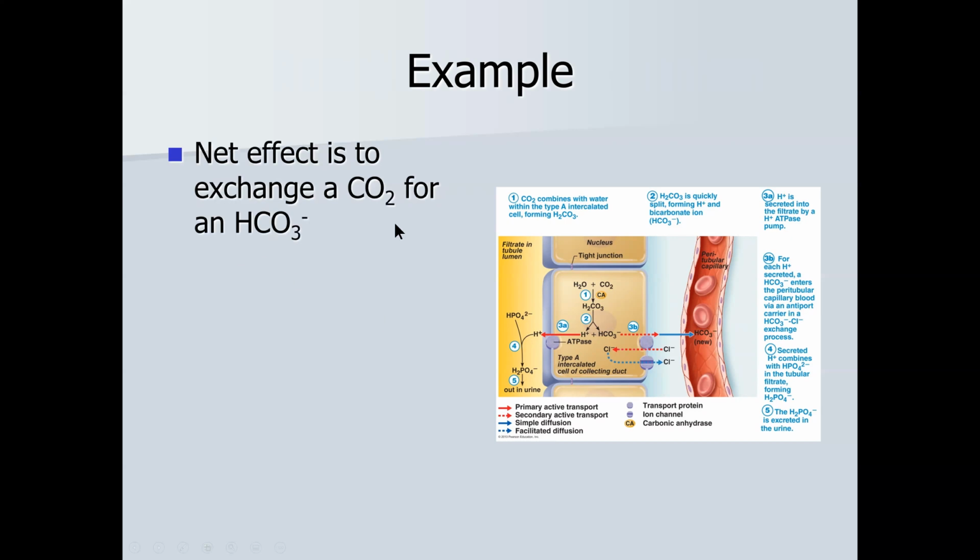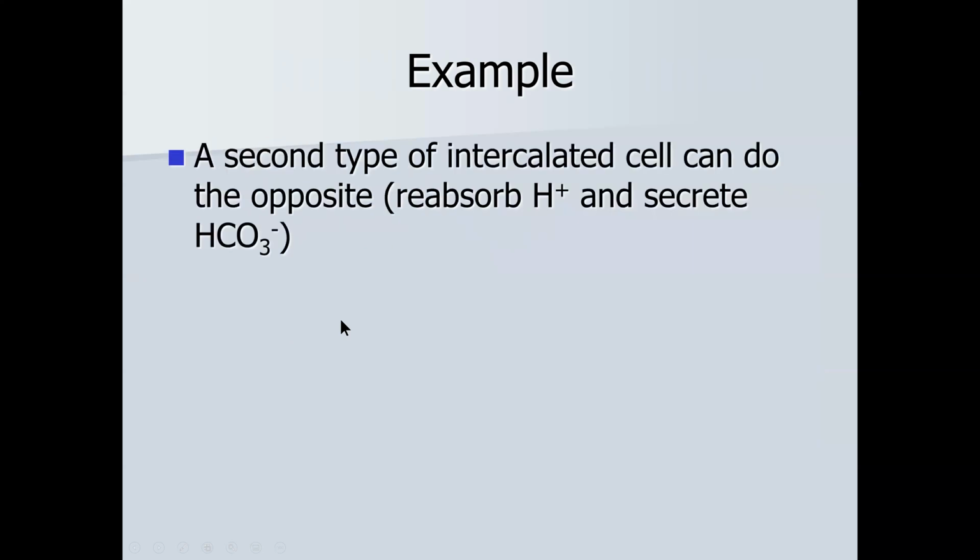The effect is to exchange the CO2 for a bicarbonate. This is a new bicarbonate. So I won't ask you to describe that mechanism. What I'll ask you is: what capabilities does the kidney have to preserve pH? We can do the opposite. In the last one, we were secreting hydrogen, and in the process making a new bicarbonate ion.